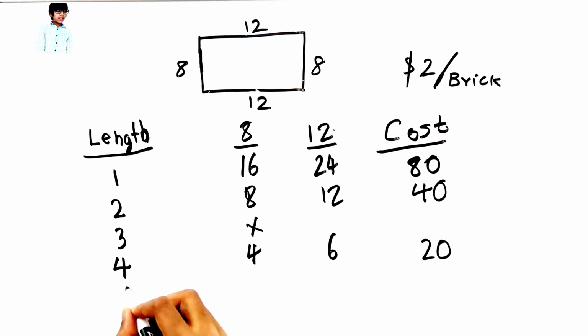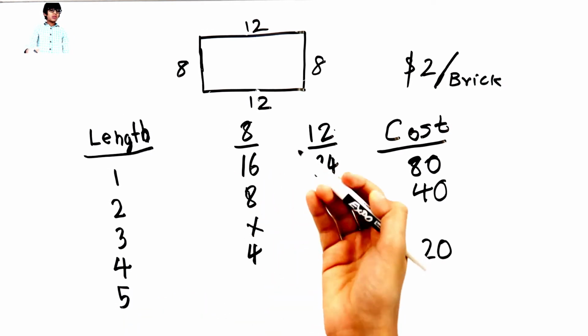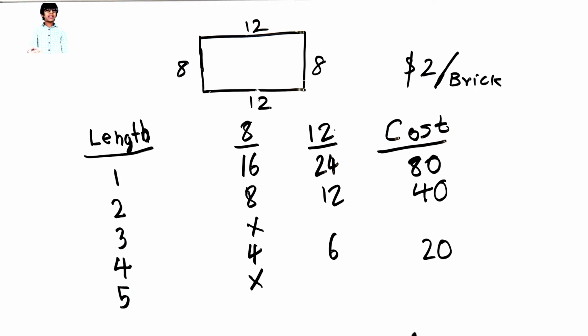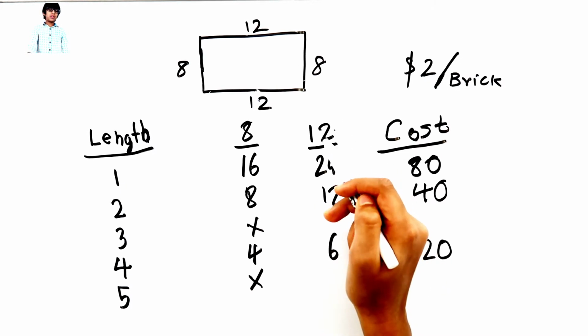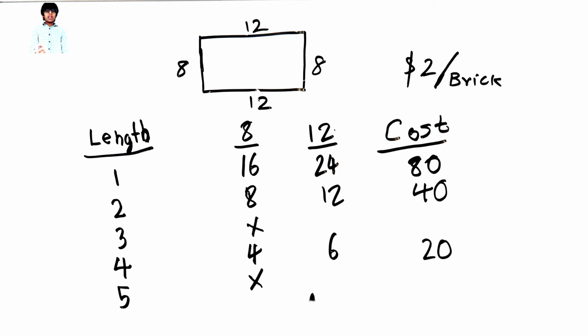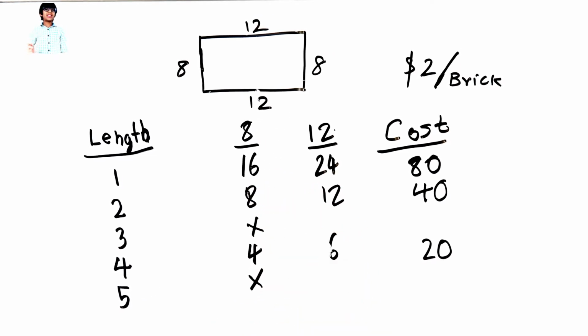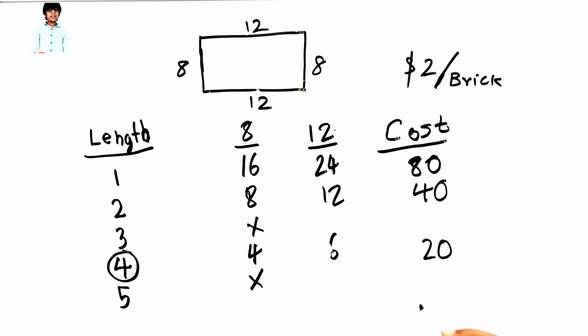Now, let's say I pick 5. We can't do 5 with 8. That means we can't do 5. And we can't do 6. And we can't do 7 with these numbers. And we can't do 8 because that means we can't do it with 12. And we can't do 9 because that would go bigger than 8. So the answer is 4.